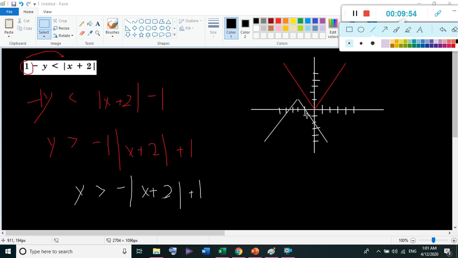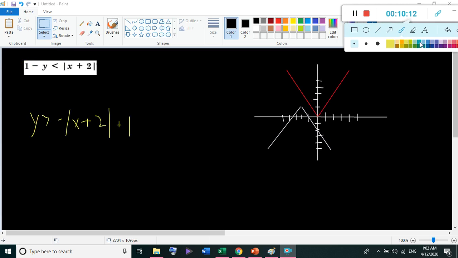Okay, so now we have this. Shall we shade the upper part, this part, or shall we shade this part? How shall we do this? We're going to substitute 0, 0 into the equation, right? It's going to be, okay, just a second here. Let me write it over there.